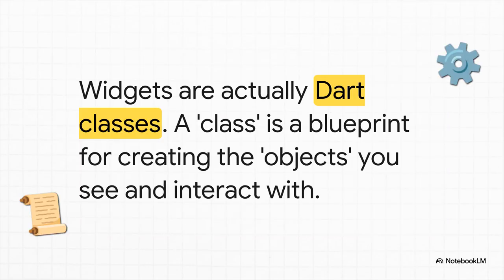So what is a widget, technically speaking? Under the hood, it's just a Dart class. And you can think of a class as just a blueprint for something. So the Text widget is the blueprint for text. And you use that blueprint to create all the actual text you see on the screen, each one maybe with different words or a different color.